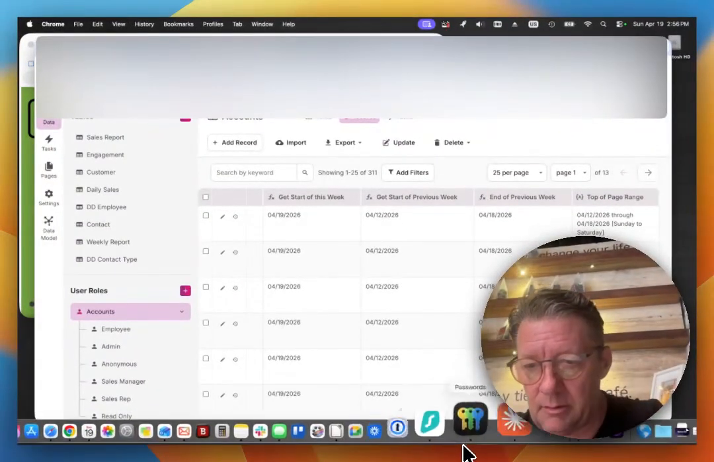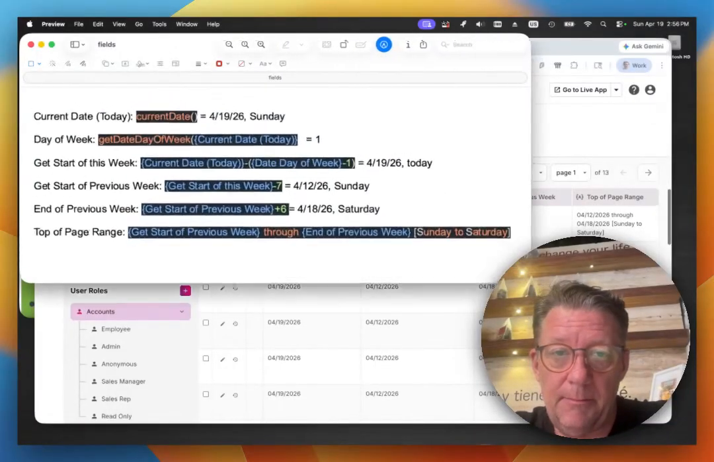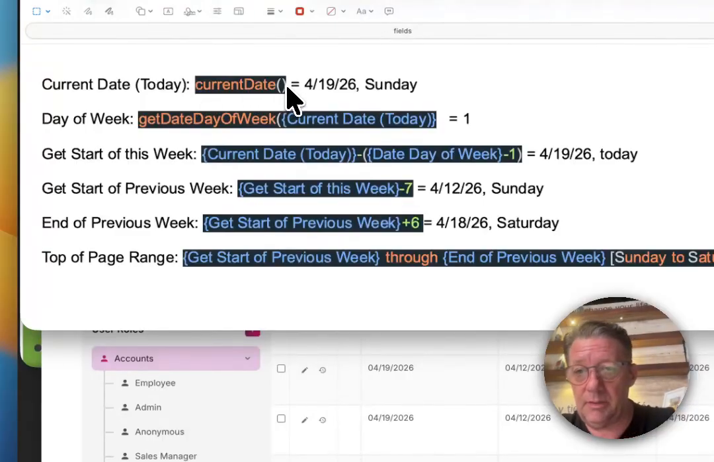Let me make this a little clearer, if you want to actually implement this or anything like it. Here's the first one. There's a formula, an equation. All you type in is get current date. It's going to give you a blank parenthesis. You don't need to put anything in it. It will result in whatever today is.